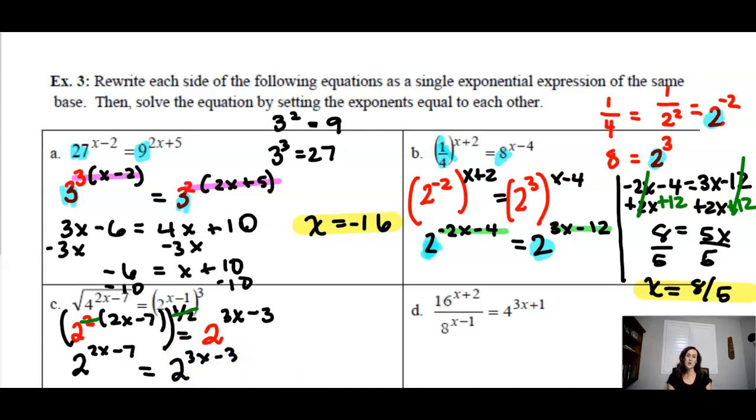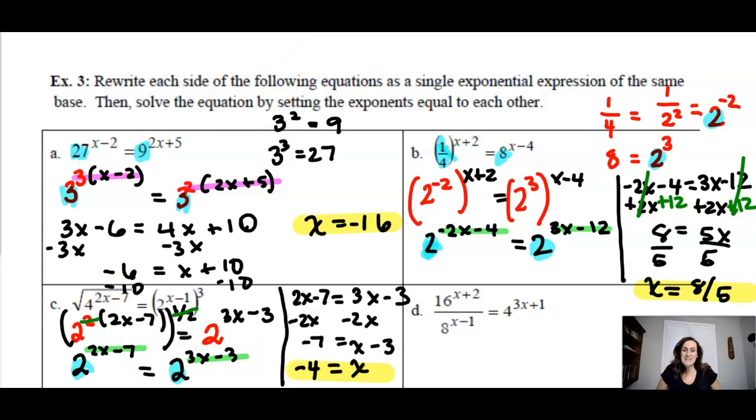Stop the video and try it on your own now. Because the bases are the same, you can put the exponents equal to each other. So if the bases are equal, then we know that the exponents are also equal to each other. So take 2x subtract 7, put it equal to 3x subtract 3, and solve for x. And your final answer on that one is x equals -4. Perfect. All right, let's go ahead and look at D. I'm going to stop this so I can get more room.